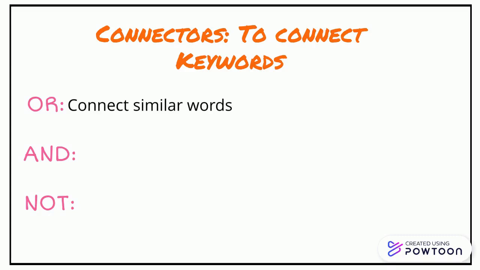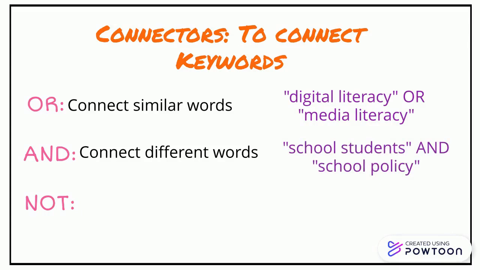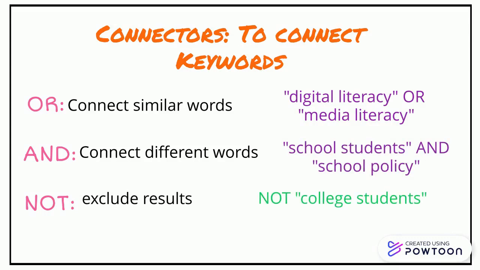Now use connectors OR, AND, and NOT to connect keywords, where OR is used to connect two or more similar results. So we will write our similar keywords as digital literacy OR media literacy. AND is used to connect different words, school students AND school policy. NOT is used to exclude some research from results. In case we get some results that include college students, you can use NOT as NOT college students.